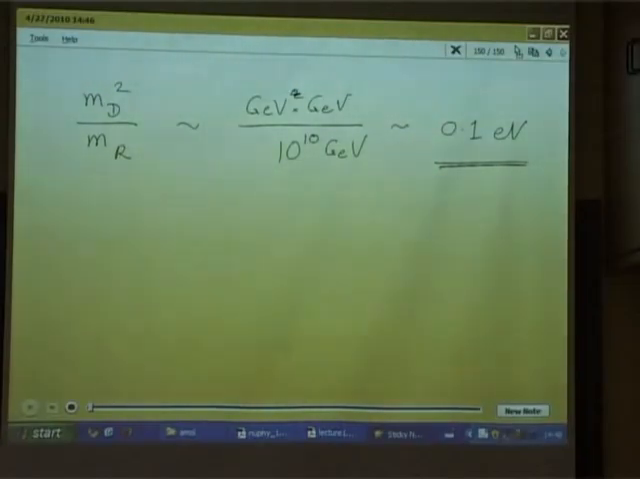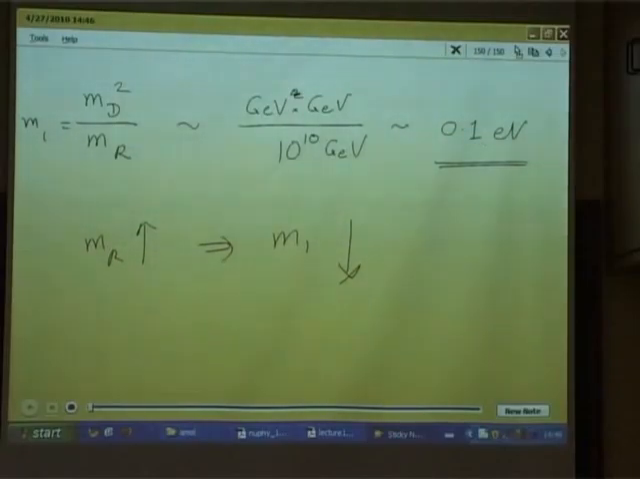Again, another thing to notice is we don't know what MR is at this point. But you can imagine that if MR actually goes up, the neutrino mass goes down. So this I call M1. So MR goes up implies that M1 goes down. So this is the reason why it's called a seesaw.